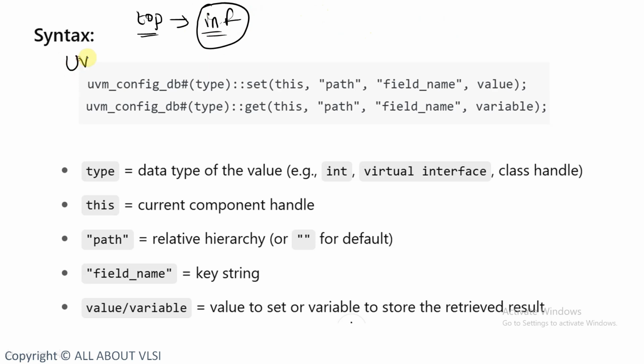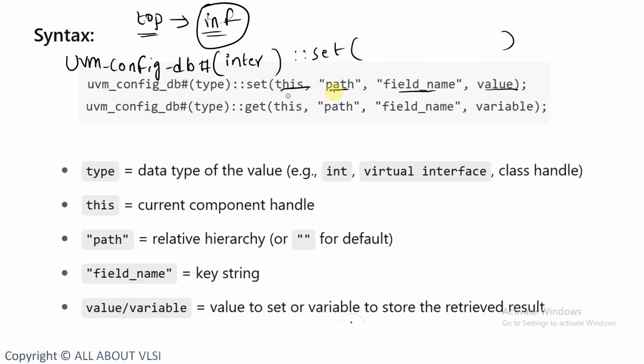It is going to use this UVM config DB, which is a parameterized class. In this particular example where the top module was sending the interface, we are going to mention the type parameter as the interface name. If the top is sending some integer data, we are going to mention the parameter type as integer, followed by the scope resolution operator and set. So we basically have four arguments: one, two, three, four. Both set and get methods will have the same arguments.